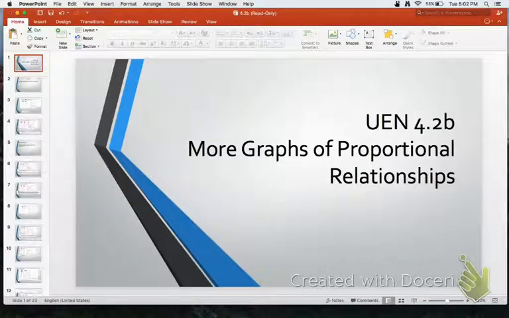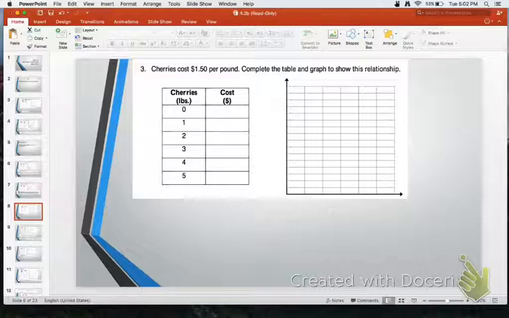Hey class, we're back again with some more examples of how to do proportional relationships with graphs. We're on problem 3 in our notes. So I look at this situation, it says cherries cost $1.50 per pound. Complete the table and graph showing this relationship. So I look at this and I go, okay, we've got cherries and we've got money.